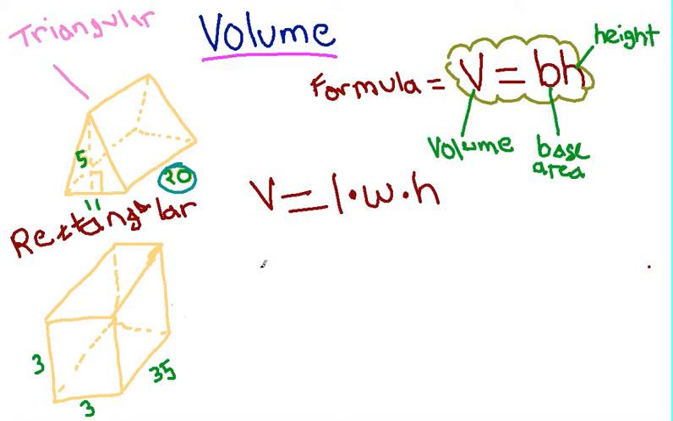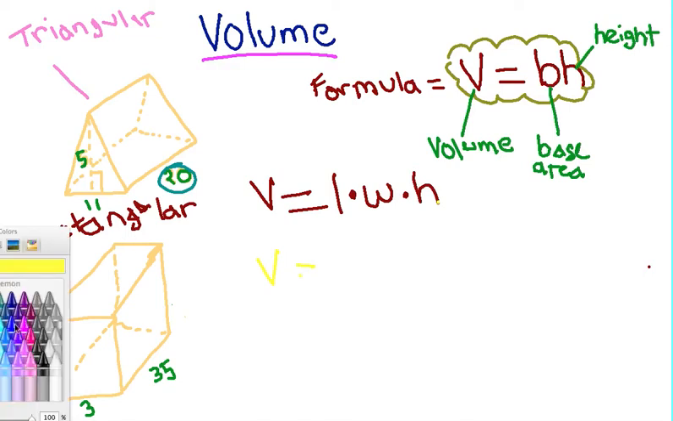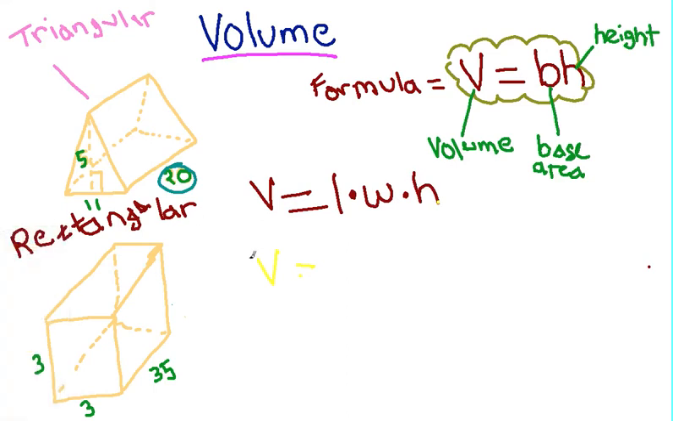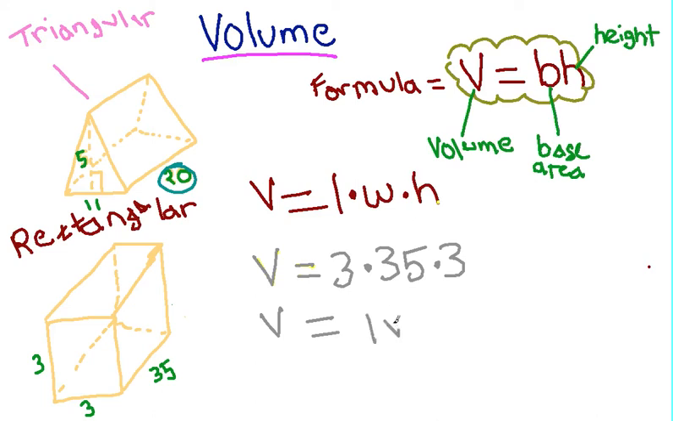So the volume is equal to the length, let's say the length is 3, times the width, which is 35, times the height, which is 3. And now we just have to multiply. 3 times 35 is 105, times 3.